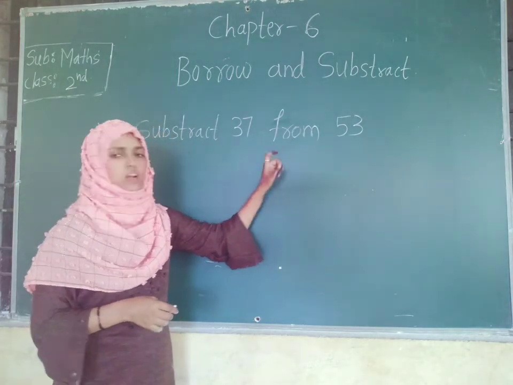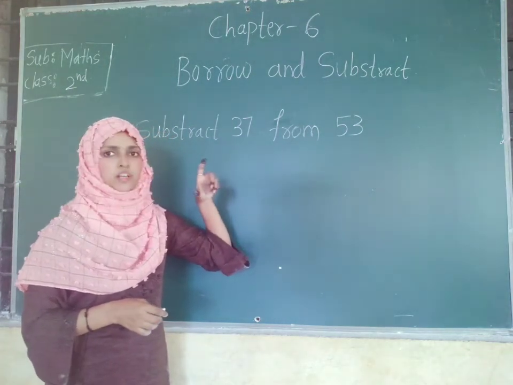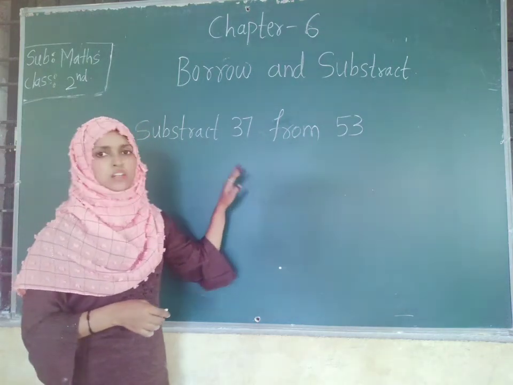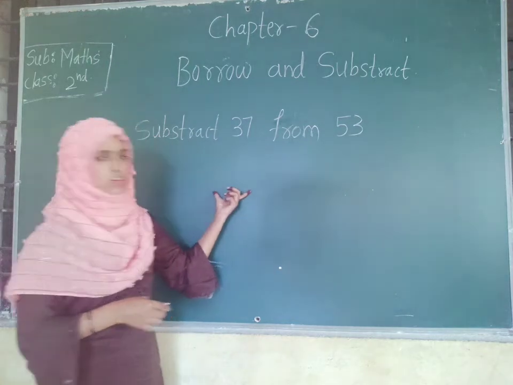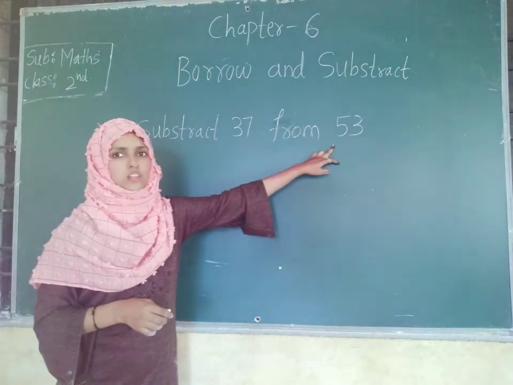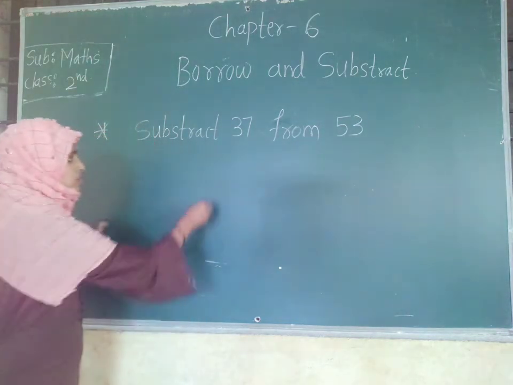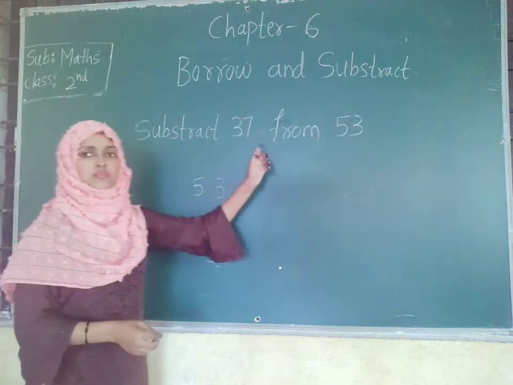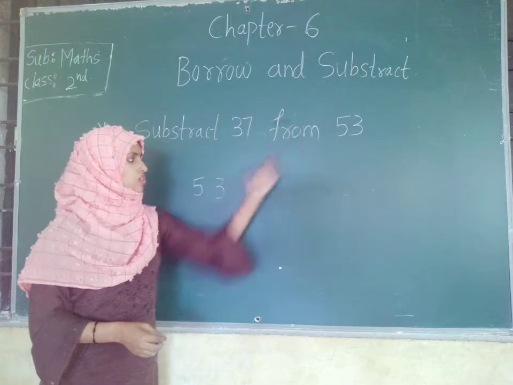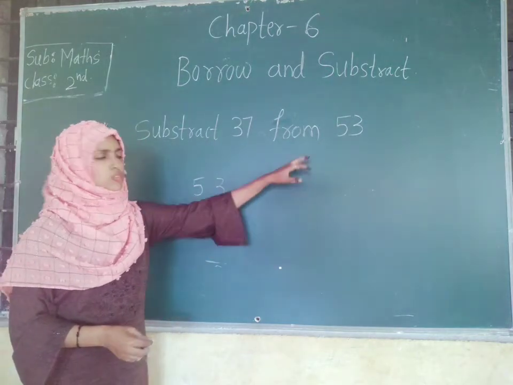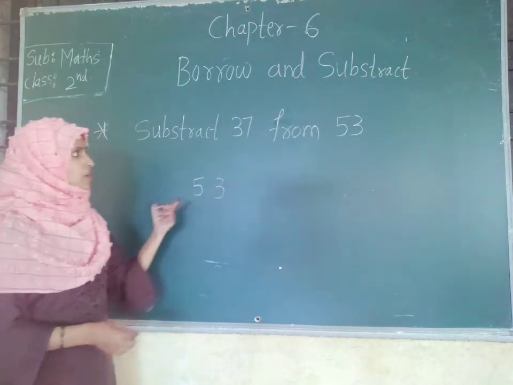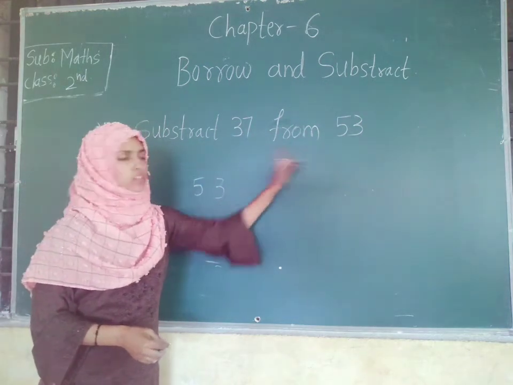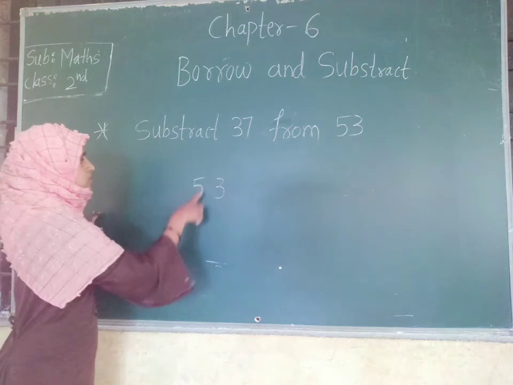In the first step we need to write down these numbers according to their place value. We should write the bigger number first, on top of the column. 53 is the bigger, so write down 53 first. Subtract 37 from 53. We write 53 first because if we compare 37 with 53, 53 is the bigger number.